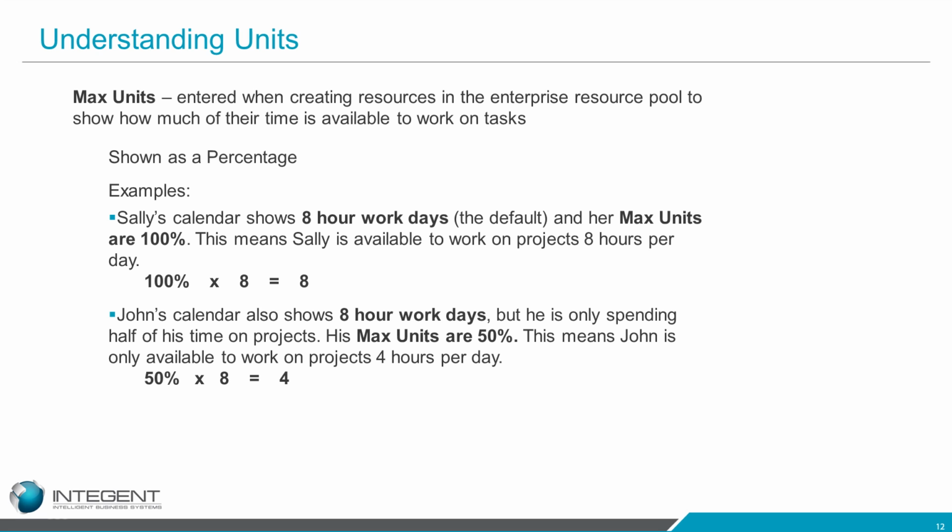All right, so if she gets an 8-hour task, she should be able to do it in 1 day. But John's calendar, he's actually entered into your system at 50%. So he's only available to work on projects 4 hours a day. So if you assign him to an 8-hour task, the duration for that task is going to be 2 days and not 1 day. But again, the maximum units is done at the enterprise level.